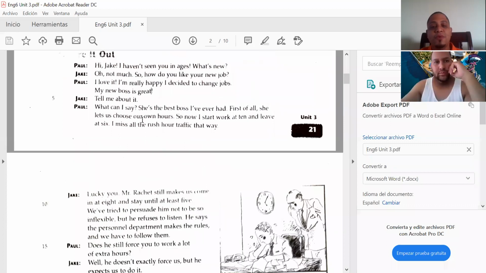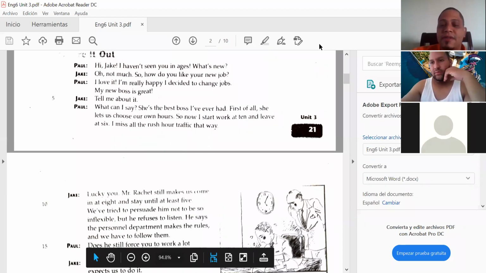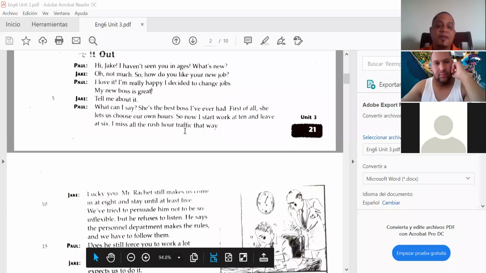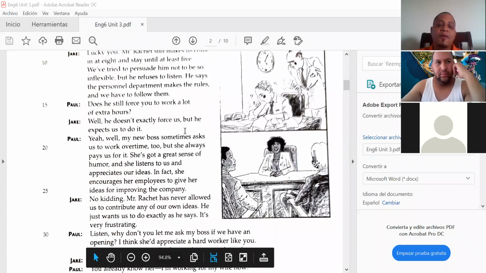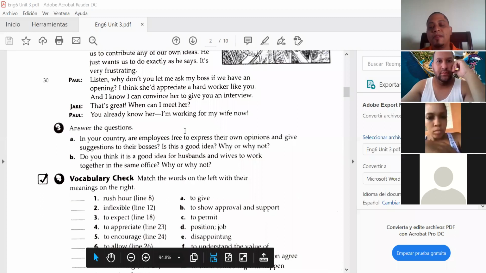So I'm going to let you read it, and then the first thing is asking a few questions about this text. So moving on, the purpose of the meeting today is only explaining what we have on the unit and what you have to do.